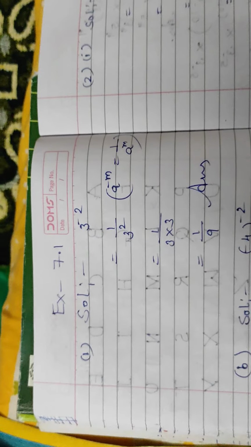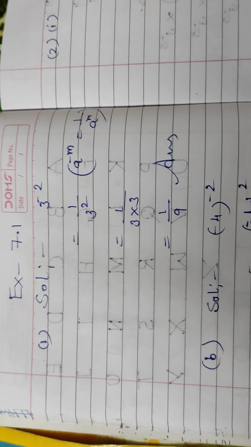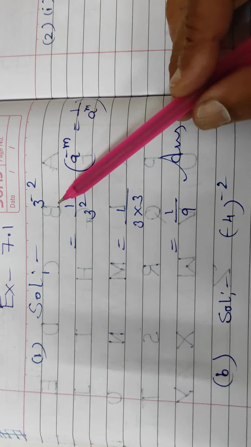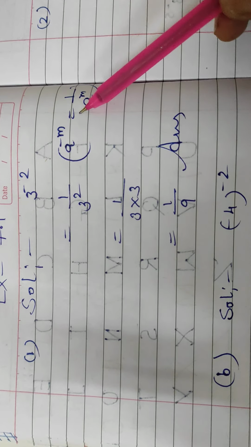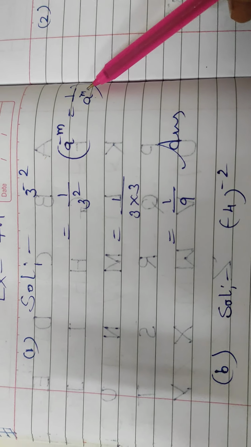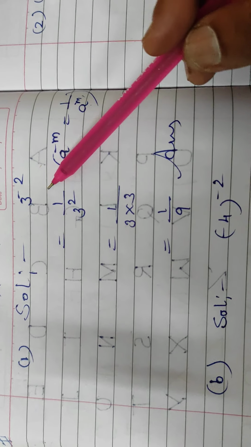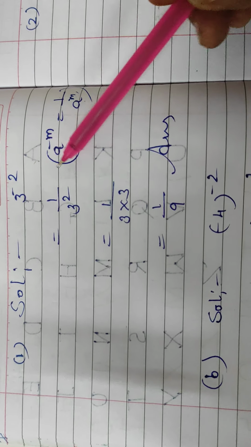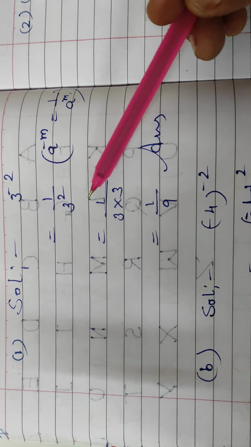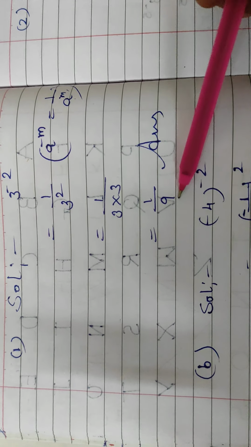Now students of 8th standard, let us start exercise 7.1, the value of 3 to the power minus 2. So we know the formula a to the power minus m is equal to 1 upon a to the power m. That means in short, reciprocal we will write. So the reciprocal of 3 will be 1 upon 3 square, or 1 upon 3 whole square you can write also. So 1 upon 3 into 3, that means 1 upon 9.